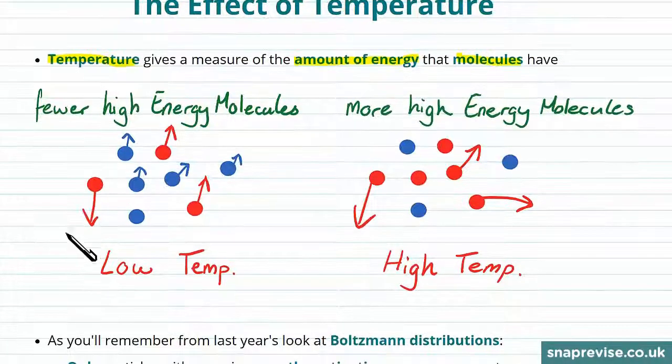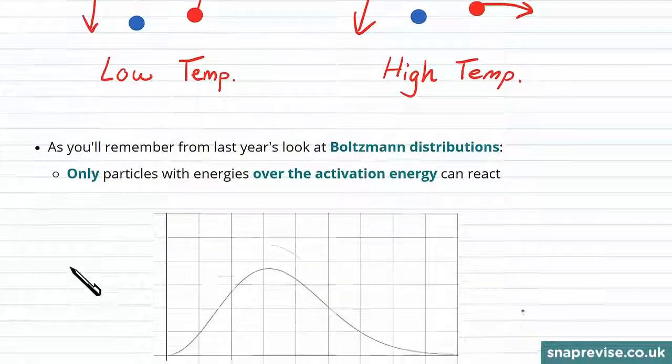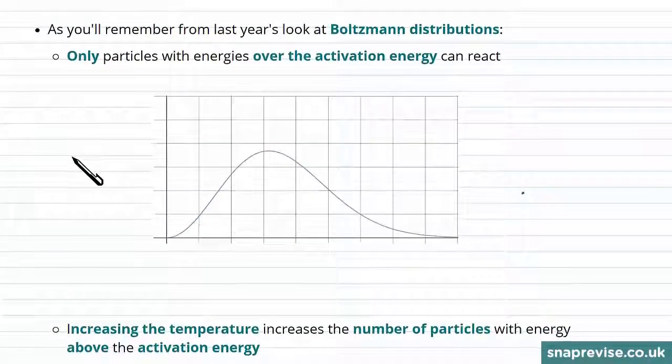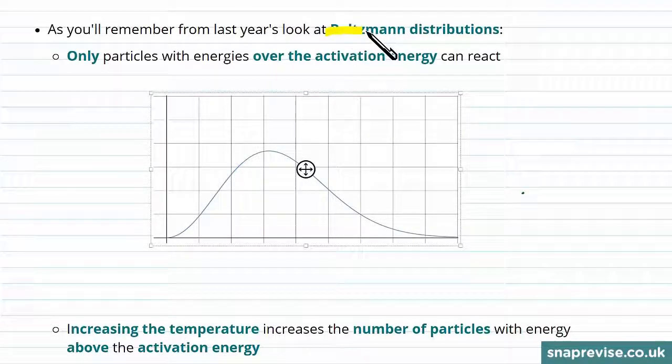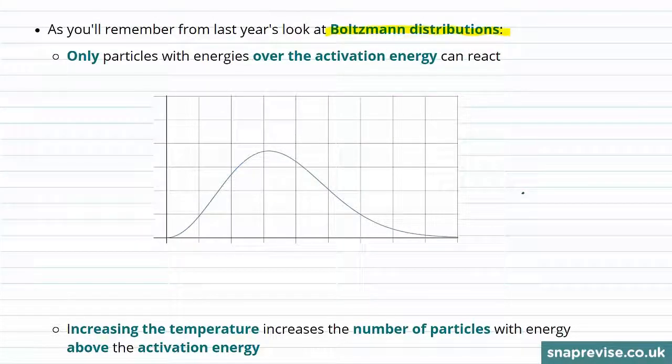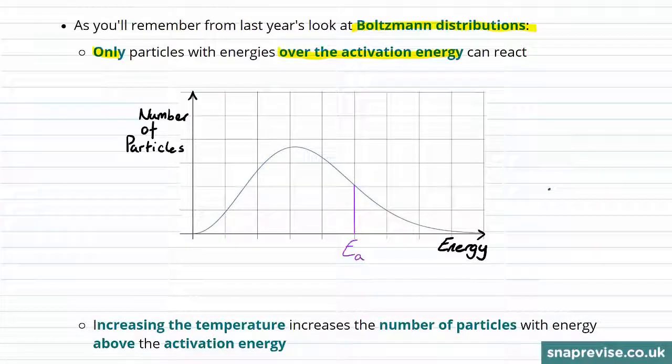To start thinking about how the temperature affects the rate of reaction, we're going to look back at some of the work you'll have covered last year on Boltzmann distributions. You should be familiar with the activation energy, the minimum energy a particle needs to react. So only particles with energies over the activation energy can react. So let's label that on our diagram. On the x-axis we have the energy of the particles, and on the y-axis we have the number of particles that have this energy. And then this line shows the distribution of the energies. In purple we've labelled on the activation energy.